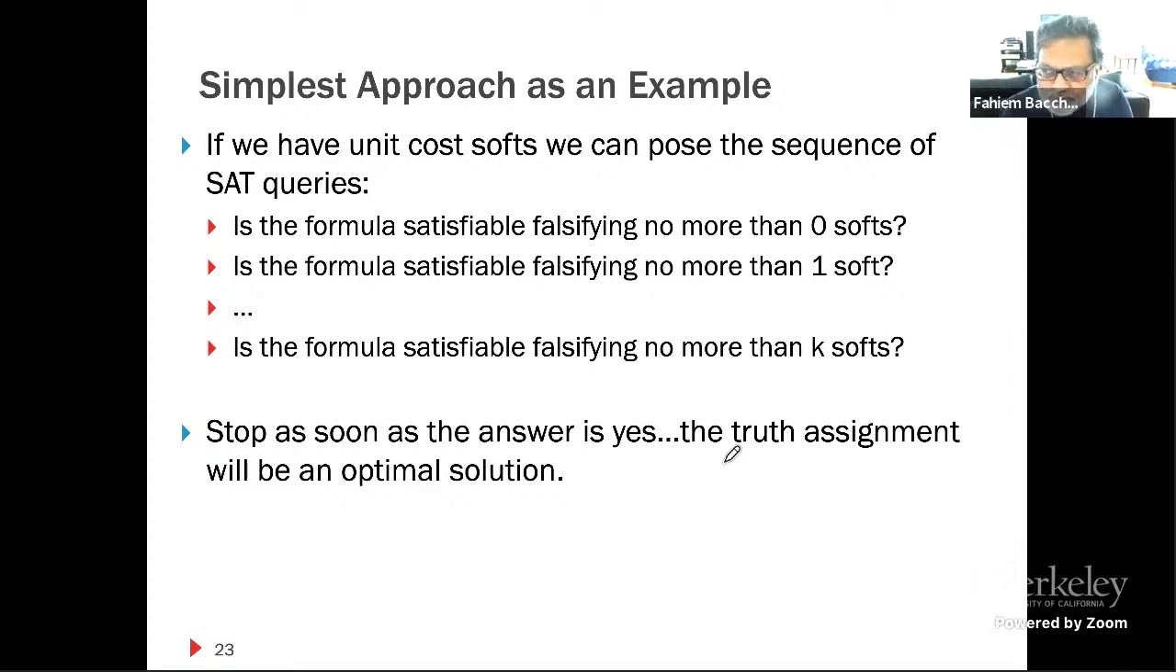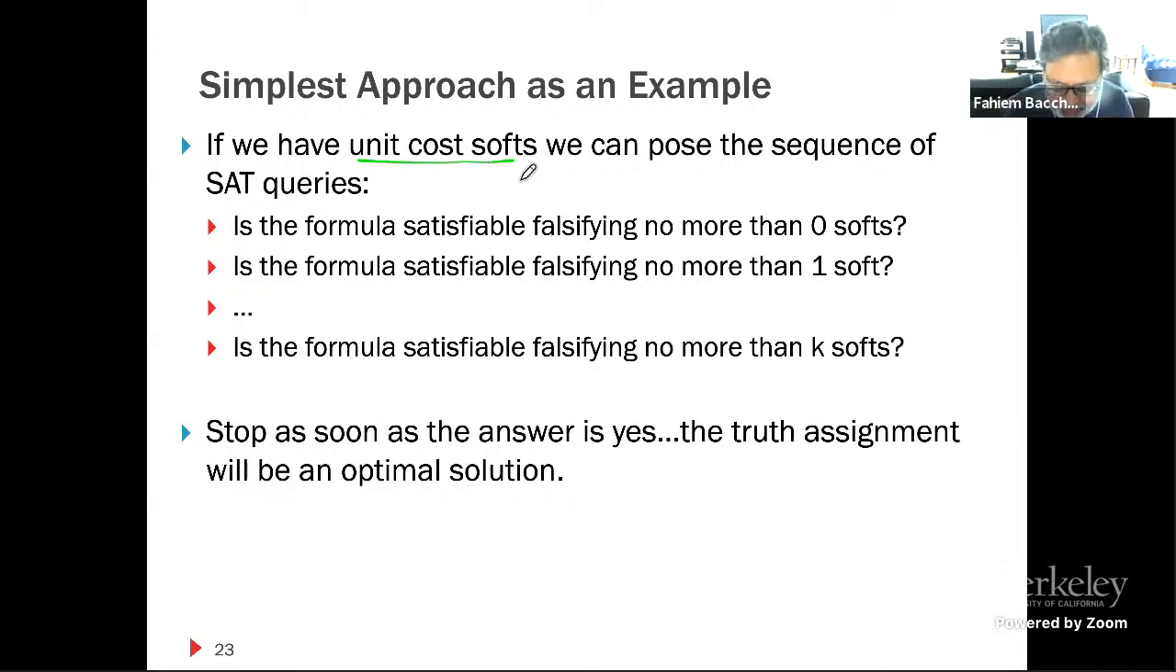Well, let's take the simplest approach as an example first, just to get ourselves in sync with what we're going to be doing here. If you have a MaxSat formula where all of the clauses have unit cost, so you have a bunch of unit cost softs, then you can do the obvious, which is the first idea that we had, which is you can ask the sequence of SAT queries: is the formula satisfiable, falsifying no more than 0 softs? Is it satisfiable, falsifying no more than 1 soft?